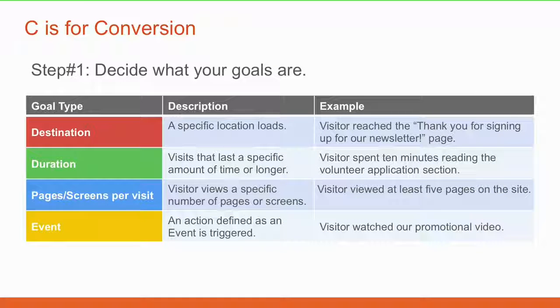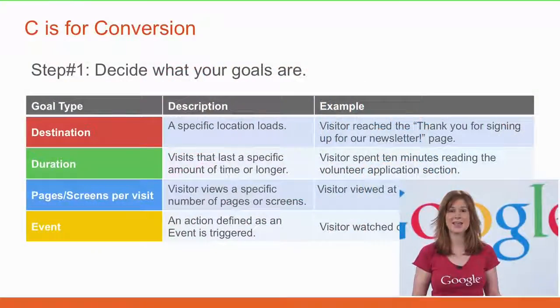So the first step is to decide what your goals are. The basic step for web analytics, or for any web analyst, is to say, okay, let's figure out what we want to do, figure out how we're going to track it, how we're going to measure it, and then how we're going to test to see if we can improve it. And that's what this section is for. So let's talk about the different types of goals that you can have and track with Google Analytics.